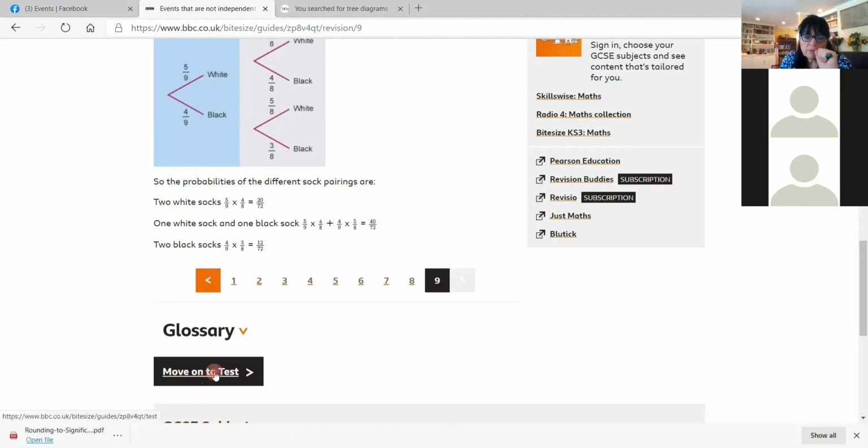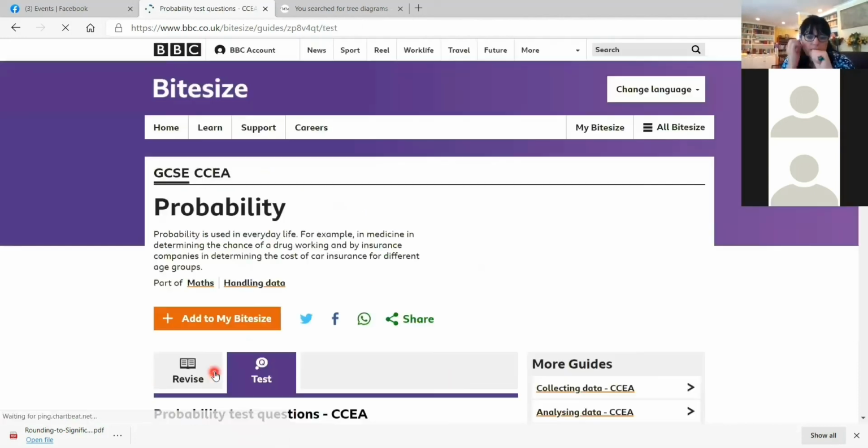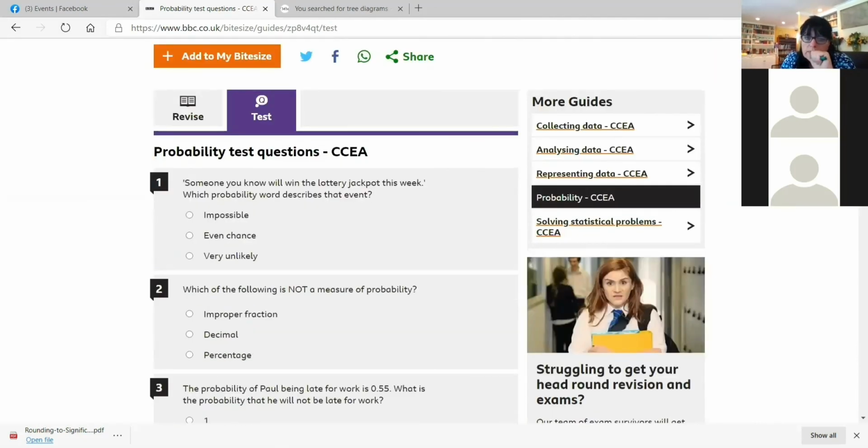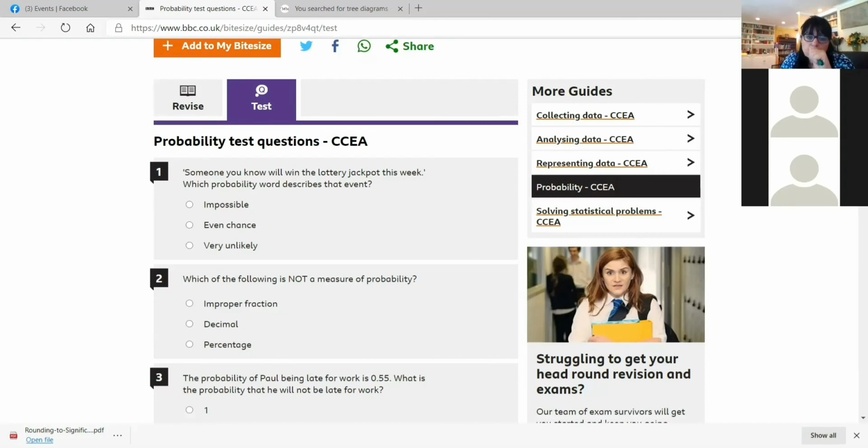All right, let's move on to the test, which I think should only be 1. I hope it's only 1 to do with this. You can try quickly. Someone you know will win the lottery jackpot this week. Which probability best describes this event? What would you say? Even chance, ma'am. Impossible, ma'am. That's what I would say too.